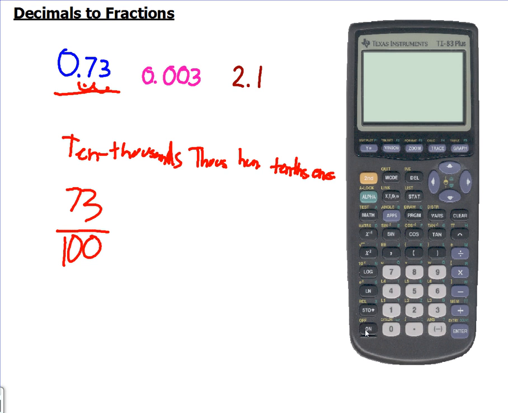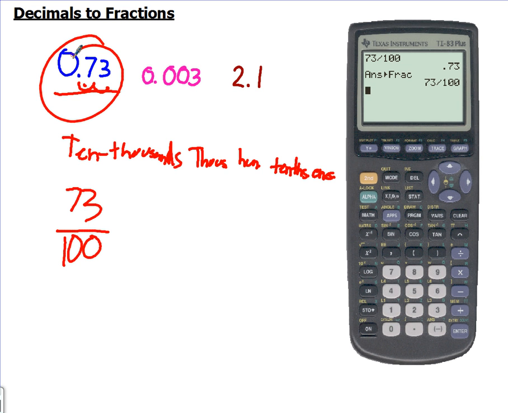And now, let us use our calculator to see what this would be. So 73 over 100 would be 0.73, so you know it's definitely correct. But if you press math and enter as a fraction, and then you press enter again, it is still this value. And as you know, you can no longer simplify it. And that will be the answer for the first example.